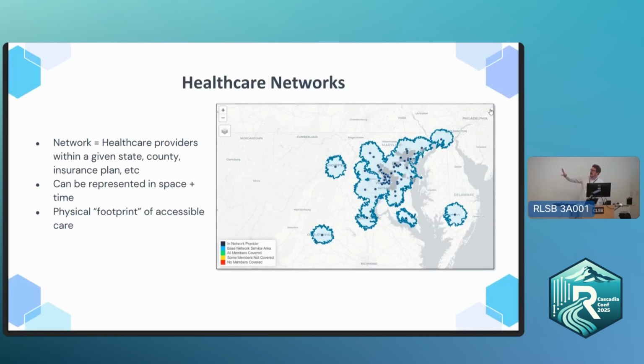You can plot out a physical footprint of that network based on travel times and distances, or wait times, other types of thresholds. And Kaiser is in a kind of unique position to manage these networks because we're coupled care and coverage, which is to say that we have an insurance arm, but we also employ the doctors and we own the hospitals. So we have a little bit more control over certain aspects of this.